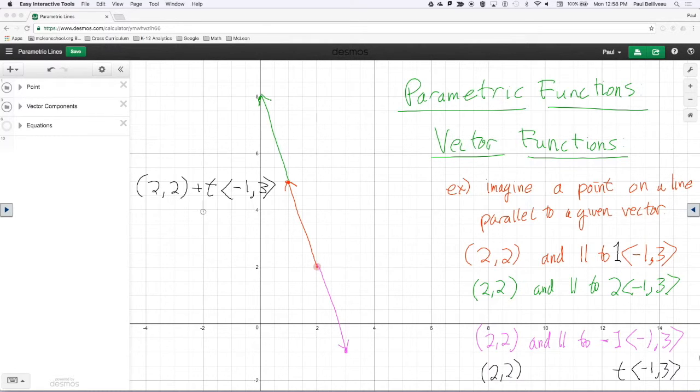And if t is equal to 3, I'll wind up here, but on the same line. If t is equal to -2, I'll wind up down here, but still on the same line. If t is equal to 1/2, I'd wind up right in the middle of this vector. So should this describe a line that starts at 2, 2 and stays parallel to this vector -1, 3? Should work.